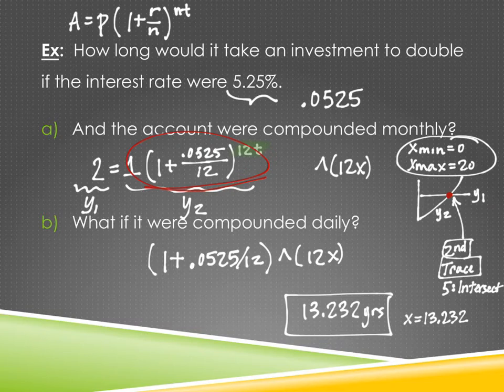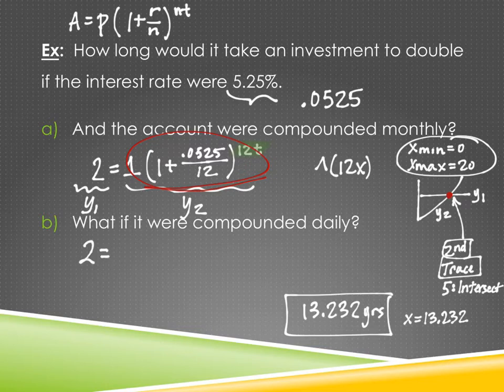Okay. We're going to compare that to what happens if it's compounded daily. I'm going to have to move some things around on my screen to do that. But any questions on part A? Okay, your part B, you can use a lot of part A as is. In particular, it's still a 2, right? We're still doubling things. We still have 1 plus 0.0525.